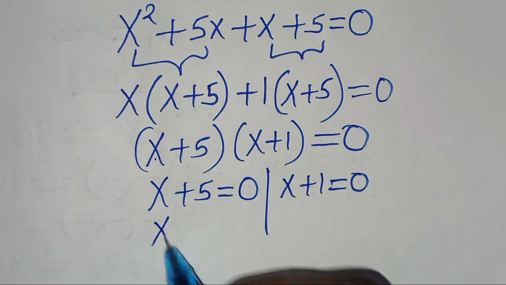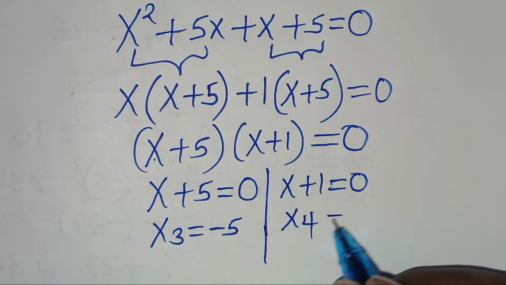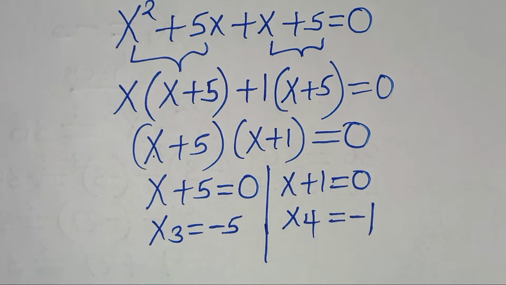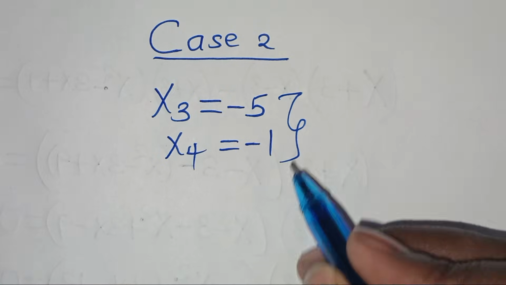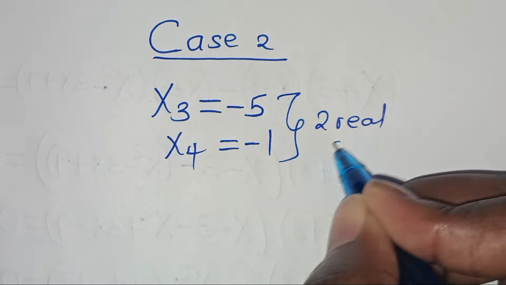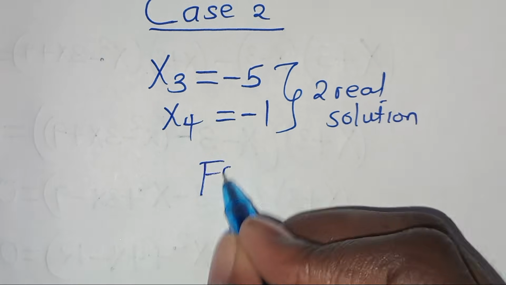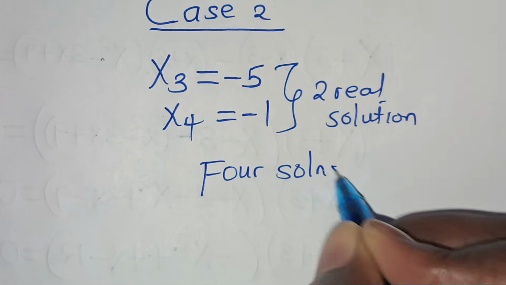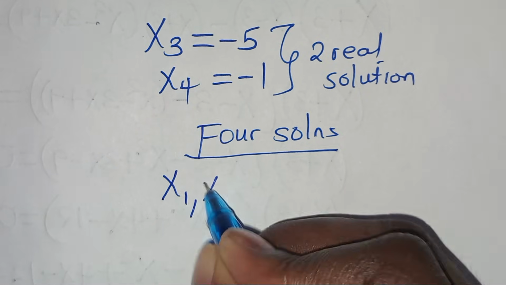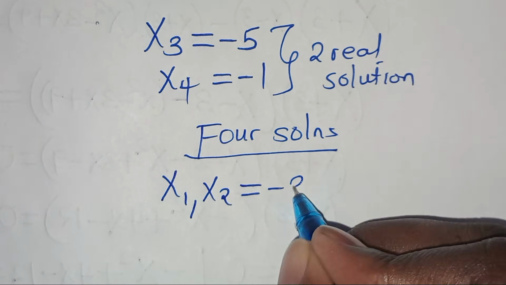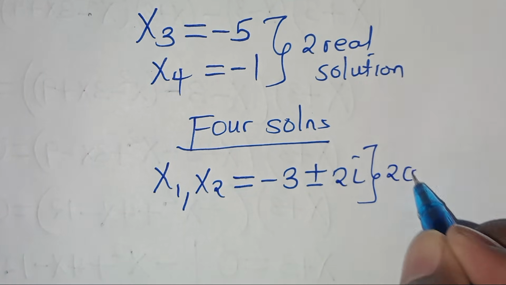So x3 is equal to negative 5, and x4 is equal to negative 1. These are two real solutions. This means we have 4 solutions to this algebra problem. We have x1, x2 equal to negative 3 plus or minus 2i. Remember, these are two complex solutions.